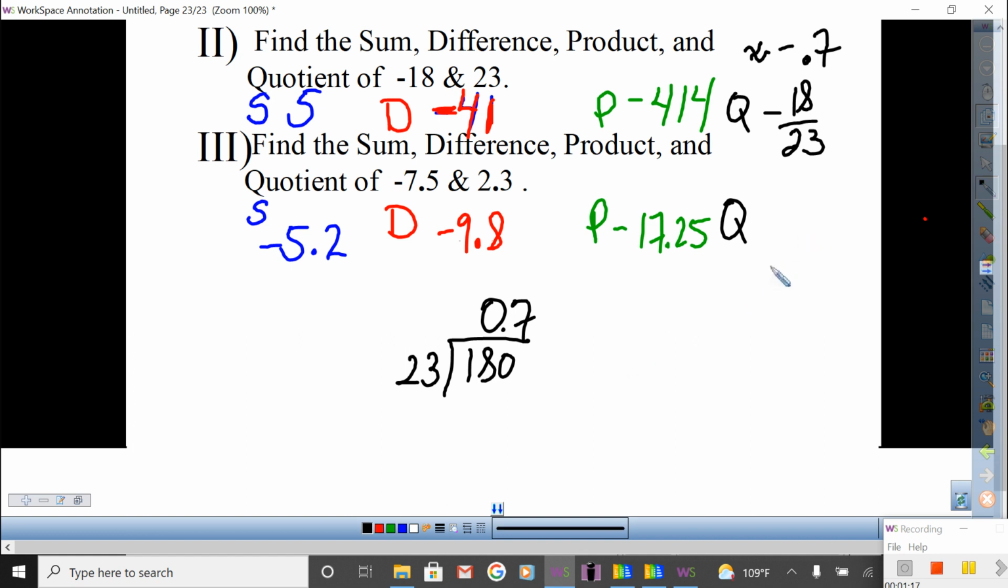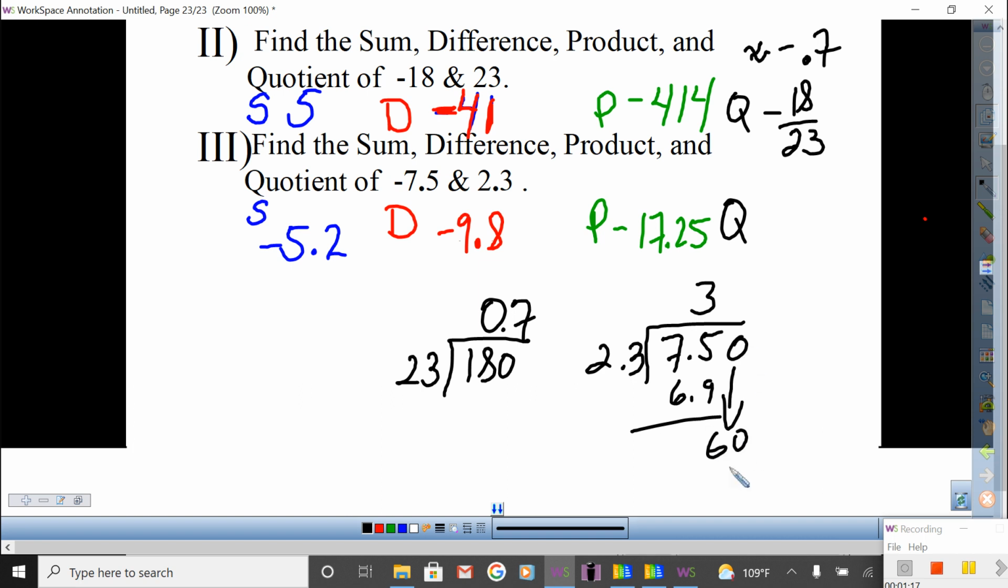About Mr. Q, yes, I'll do that one. So that is 7.5 divided by 2.3. That's going to fit in there how many times? 3 times. Subtract that 6, bring down the 0. So that is something like that, and it's a negative. Negative 3.2, and it continues going. Yes? Good practice, yes?